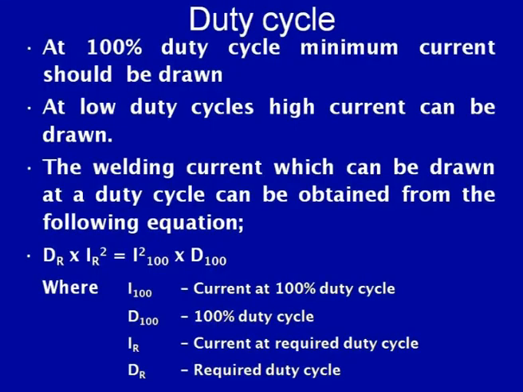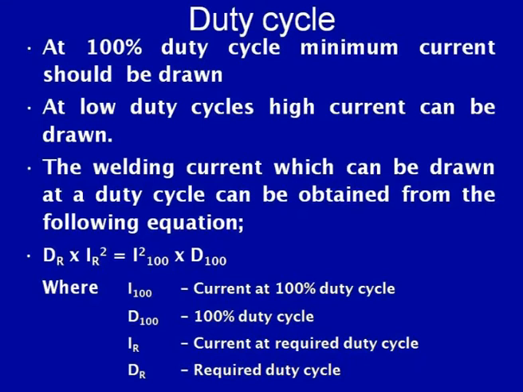If we keep on drawing very high current under the 100% duty cycle, it will cause very heavy electrical resistance heating of the cables and the coils being used, and they may get damaged. Therefore, whenever we work with a high duty cycle, the minimum current should be drawn from the power source, while we can work with higher current when using a lower duty cycle. So, at low duty cycles we can use high current from the welding power source.